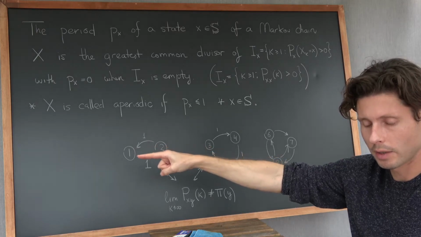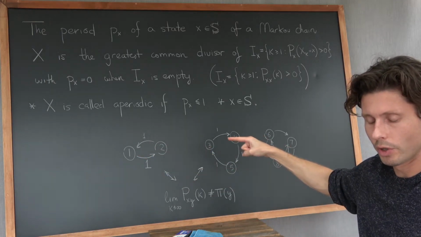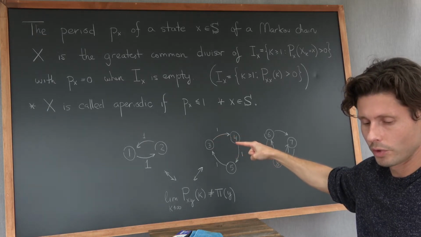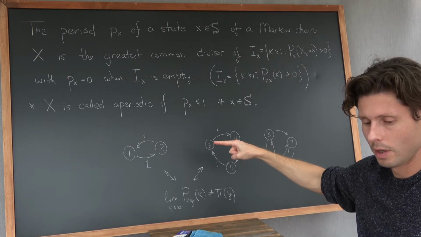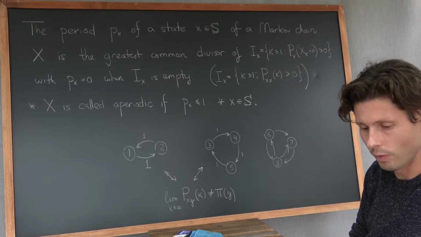You can come back to this state in multiples of 2. This is an example where you return in multiples of 3, right? If I start with state 3 and I move 1, 2, 3, right, 4, 5, 6, and so on, 6, right, then 9, then 12, and so on and so forth.